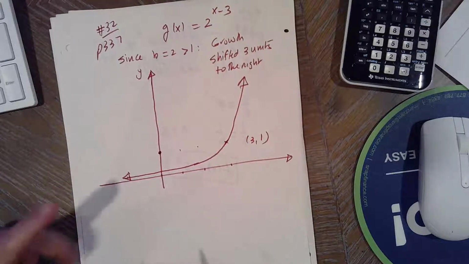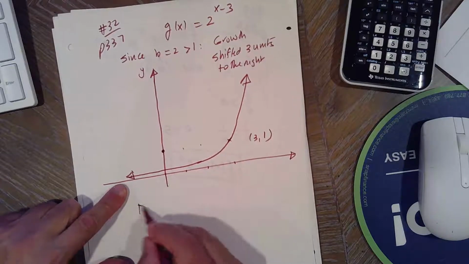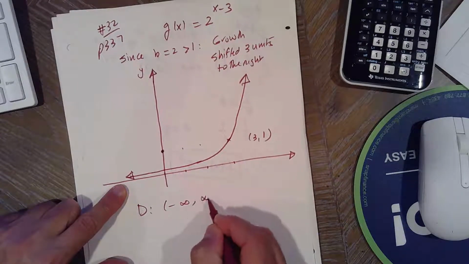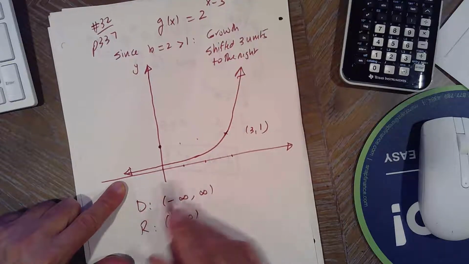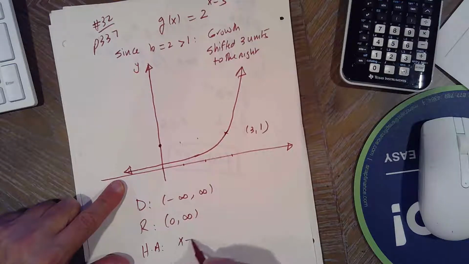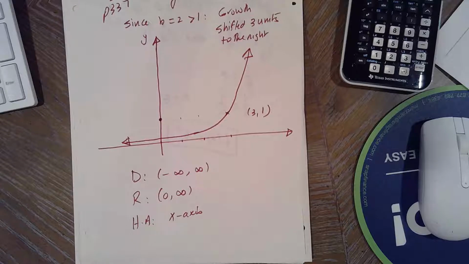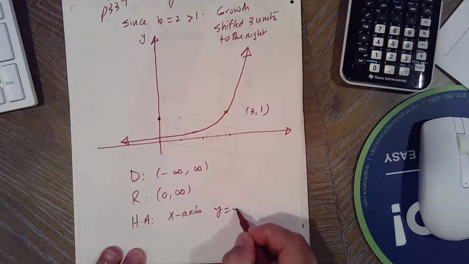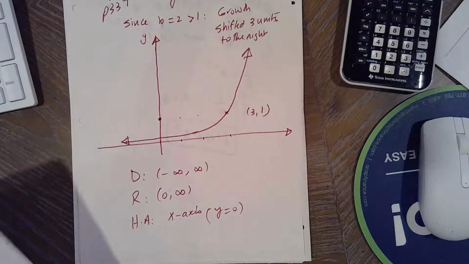They want domain, range, and asymptote. The asymptote is still the x-axis. Domain is negative infinity to infinity. Range is again 0 to infinity. And the x-axis is the horizontal asymptote. Okay. Which is y equals 0. The equation of the x-axis. Alright, let's look at another example.